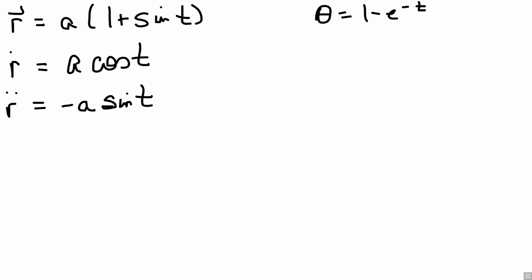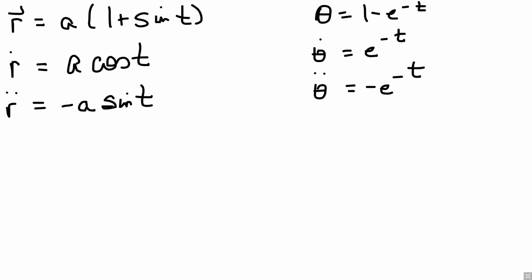Okay. So next, let's find theta dot. What's that going to be equal to? E to the power negative t. Yeah, my bad. And then theta double dot, what is that going to be equal to? Negative e to the power negative t. So we basically have all our pieces, and all we're going to do now is fill into the formula.